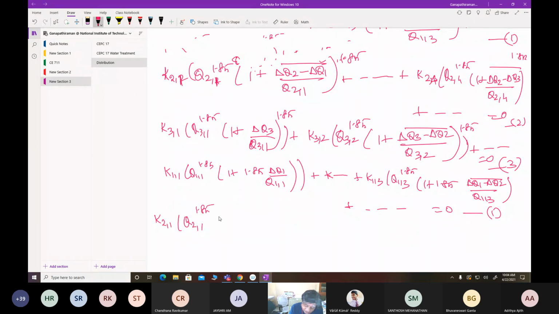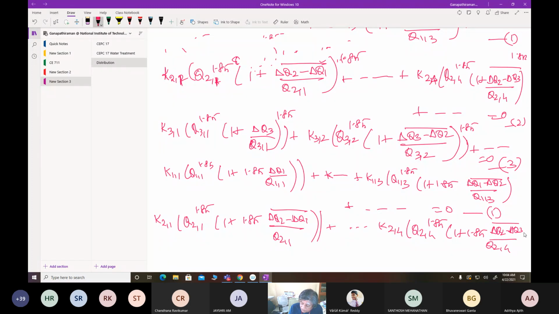K21 Q21 to the power 1.85 times (1 plus 1.85 delta Q2 minus delta Q1 by Q21), plus K24 into Q24 to the power 1.85 times (1 plus 1.85 delta Q2 minus delta Q3 divided by Q24), plus this, equal to 0. This is equation number 2.